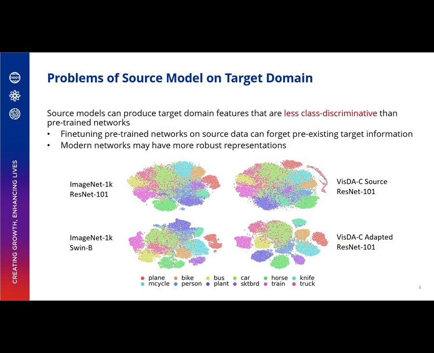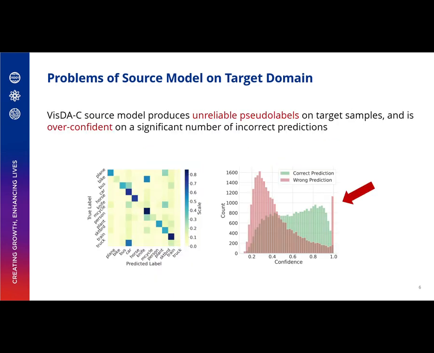We observe that the pre-trained model can hold more target information than the source model. This is because source training can cause the pre-trained model to forget target information. Moreover, modern networks pre-trained on large data may have more robust representations. Target-incompatible source models produce biased predictions on target samples, and relying solely on such source models for adaptation is unreliable.